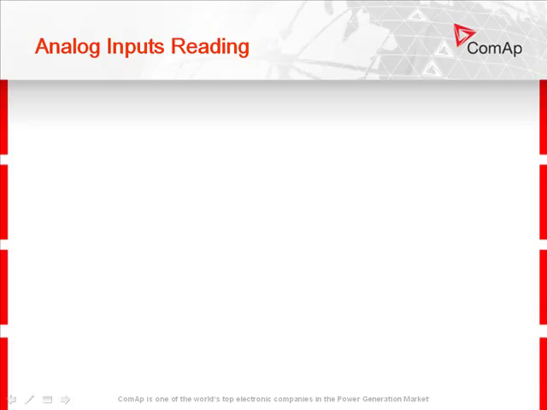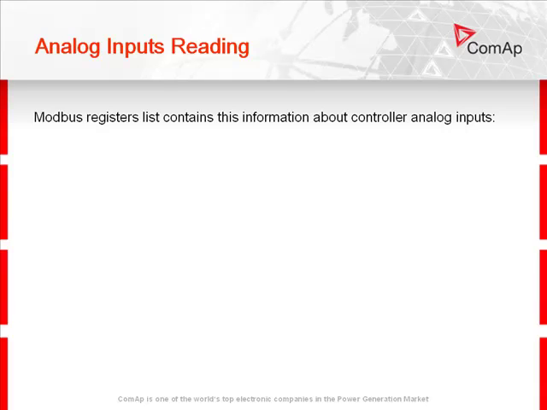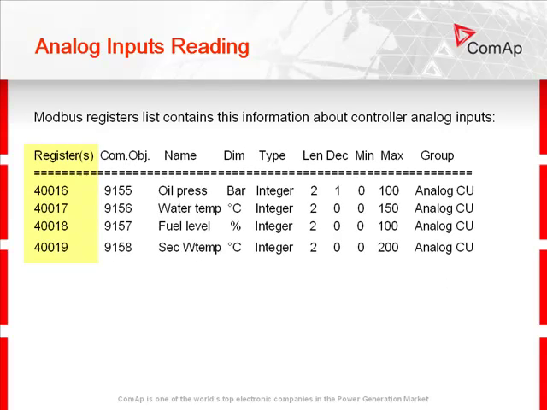Analog inputs reading. I would like to show you how to read control analog input values using one Modbus command. The Modbus registers list contains this information about control analog inputs. The Registers column gives you information about the register address. The Len column contains information about the length of data. 2 means that the data length is 2 bytes. It is one Modbus register.